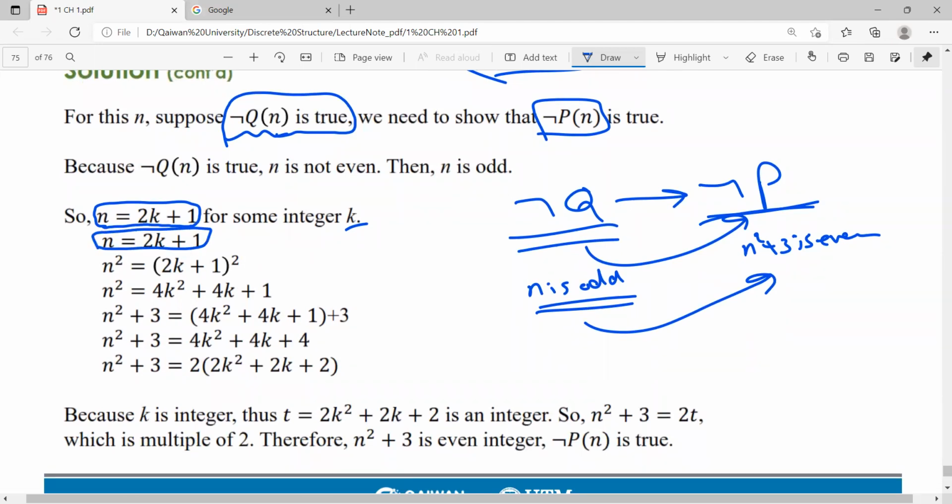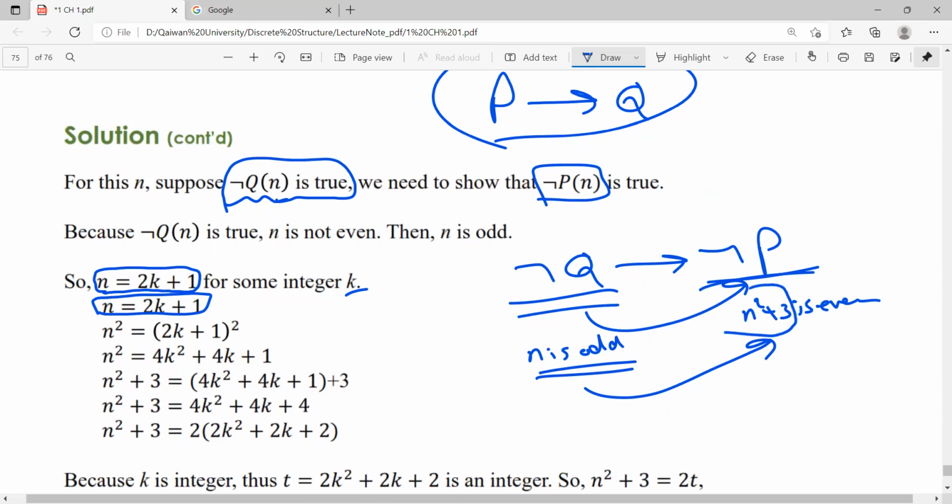Now, what we do? We should construct this one, n squared plus 3. We must construct that. How? By squaring both sides first. We square both sides. And then we expand the right-hand side, 2k plus 1 squared. It becomes 4k squared plus 4k plus 1.